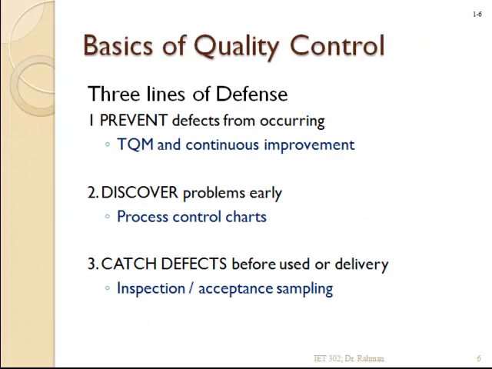And there are three basic lines of action to maintain quality, and those are: number one, preventing the defects before they occur; second, discovering the problems early; and third, catching the defects before delivery.